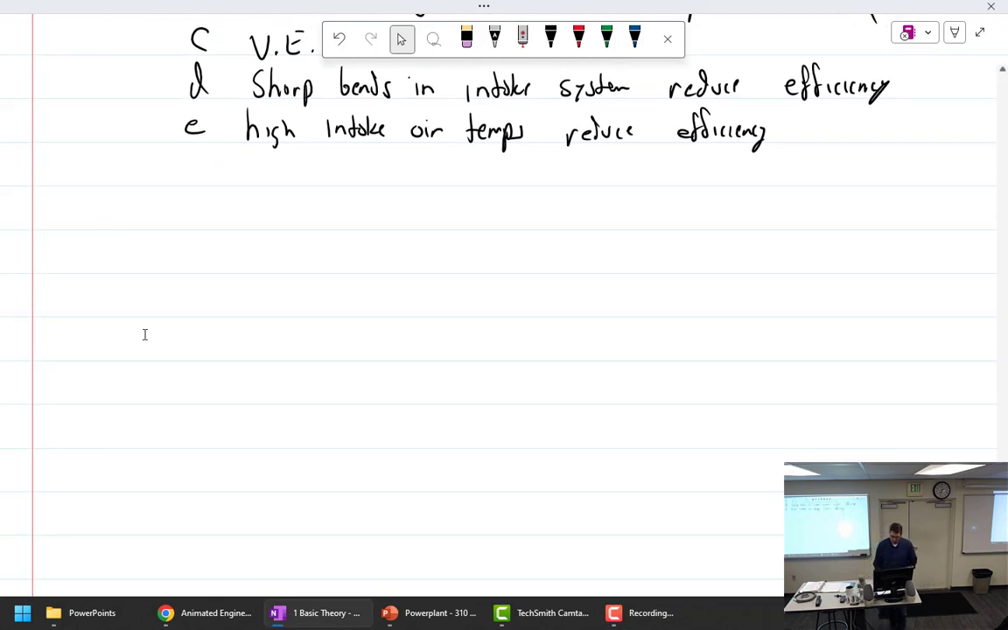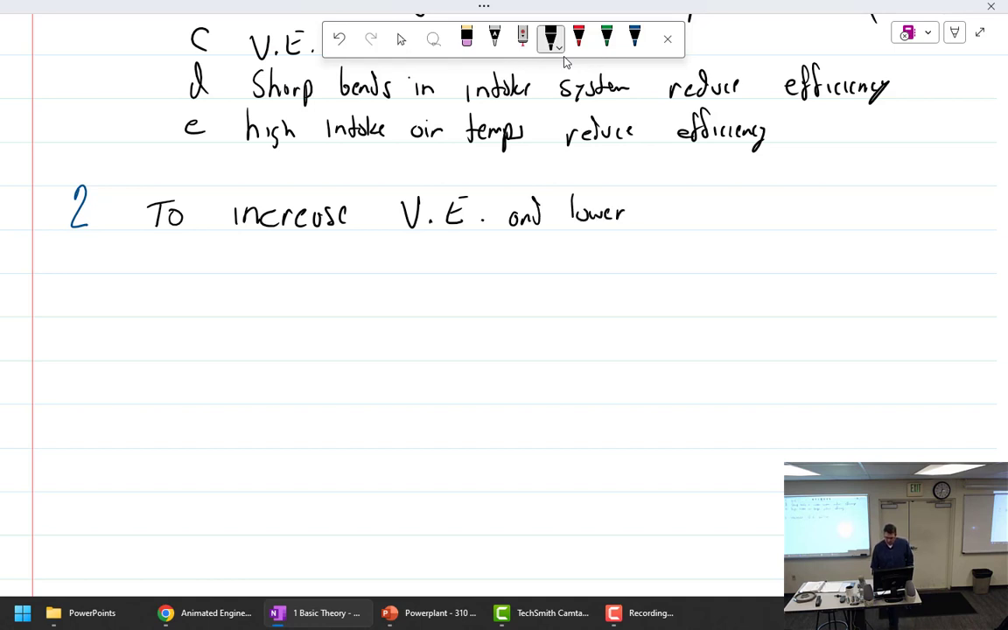All right, to increase volumetric efficiency and lower cylinder operating temps, we're going to talk about something else. What is the cylinder operating temperature also called? CHT, cylinder head temperature. So now I can just put CHT. Save time.